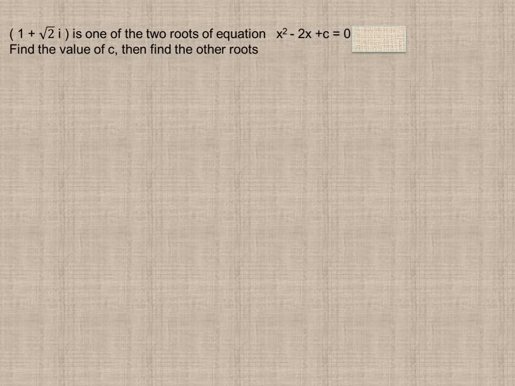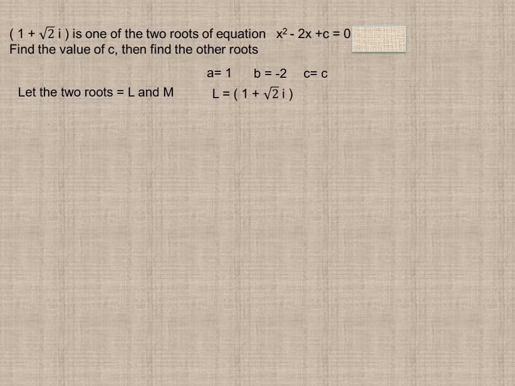Next example: 1 plus root 2i is one of the two roots of the equation x squared minus 2x plus c equals 0. We need to find the value of c, then the other root. First, a equals 1, b equals negative 2, c equals c. Apply the rule of the sum of the two roots. Let the two roots equal L and M. The first root will be L, 1 plus root 2i.